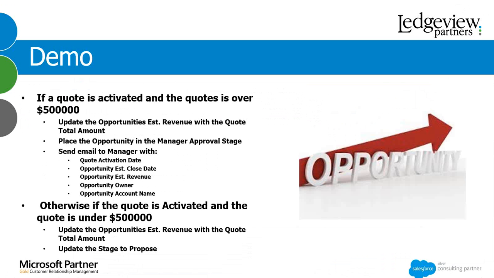Now if we go back to our demo, our second demo is actually going to be a little bit more complicated. Our second demo is if a quote is activated and the quote is over $500,000 in value, we're going to update an opportunity's estimated revenue with that quote total amount, place the opportunity in a specific stage, the manager approval stage, and then we're going to send an email to the manager with quote activation date, the opportunity's estimated close date, estimated revenue, owner, and account name.